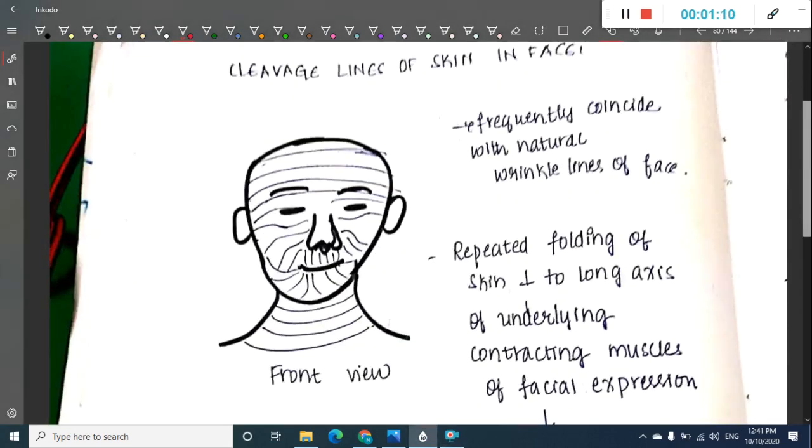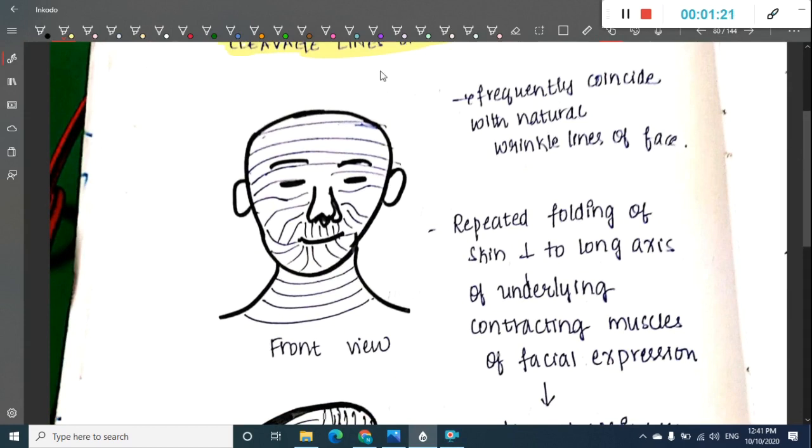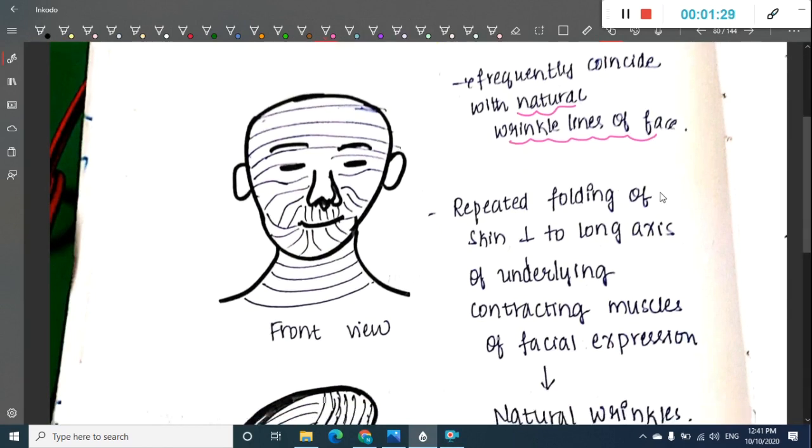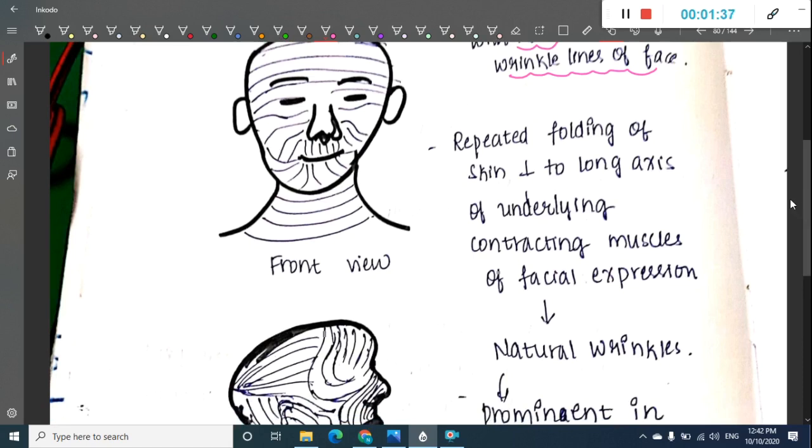This picture shows the cleavage lines of the face, and these cleavage lines, most of the time, coincide with the natural wrinkles lining the face. Why are there natural wrinkles? Natural wrinkles mainly occur due to the repeated folding of skin perpendicular to the long axis of the underlying contracted muscle. That repeated folding leads to the formation of natural wrinkles of the face.